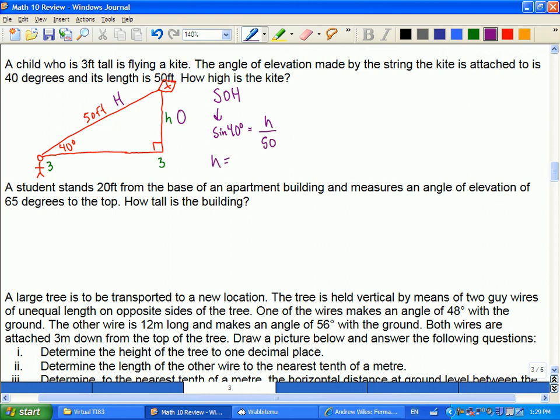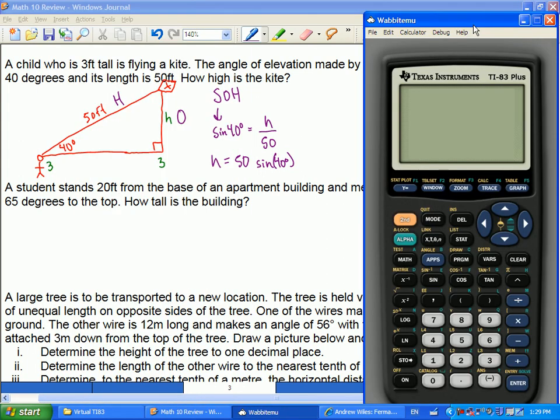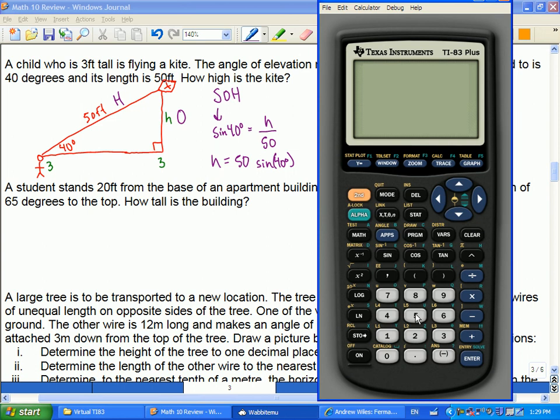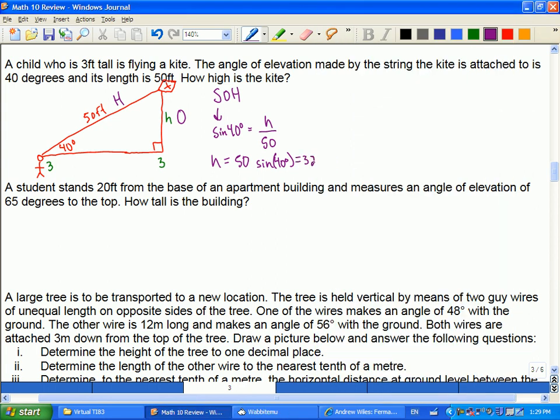So that means the height is 50 times the sine of 40 degrees. 50 times sine 40 is 32.1. That's right. So the kite is 35.1 feet high.